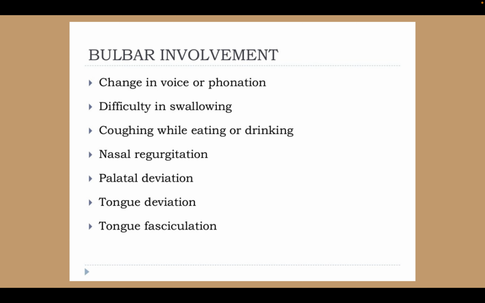As far as bulbar involvement is concerned, clinically you would find a change in voice, abnormal phonation, difficulty in swallowing, coughing while eating or drinking, nasal regurgitation, palatal deviation, tongue deviation, and tongue fasciculation. These are a few of the classical parameters you look for in bulbar involvement when you take a round in ICU.